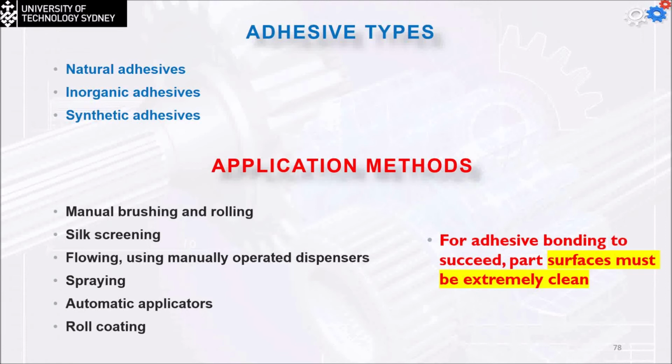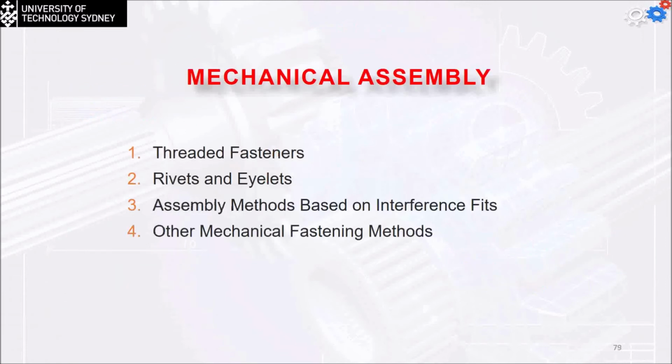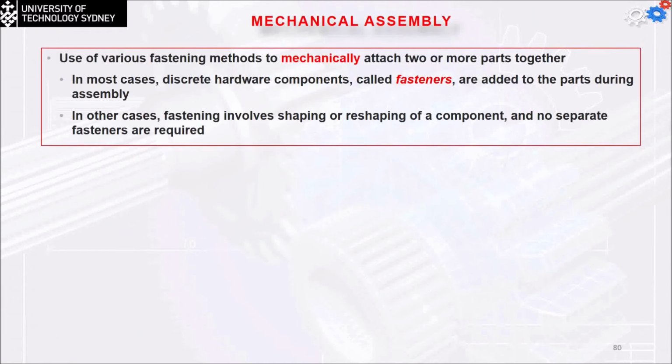Now, the last topic for today's lecture is mechanical assembly, and I think that you know about that. The first is threaded fasteners, also rivets and eyelets, an assembly method based on interference fits, and some other mechanical fastening methods. The difference from all the other processes we covered earlier, welding, adhesive bonding, brazing, and soldering, which give a permanent joint.